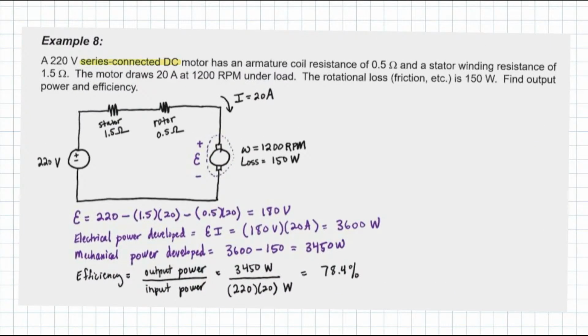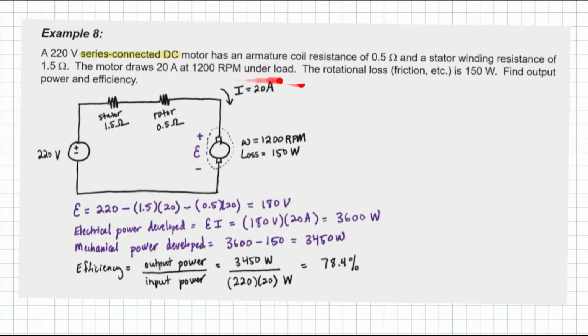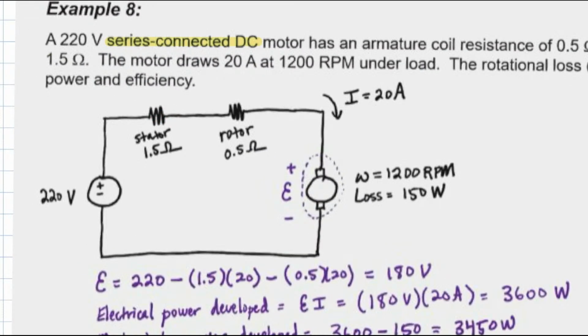Now the series example. Okay, stator, rotor. So 220 volt, resistance of 0.5, stator winding resistance of 1.5. So there is a stator and a rotor. 220 volt, stator, rotor, and then this is the motor.